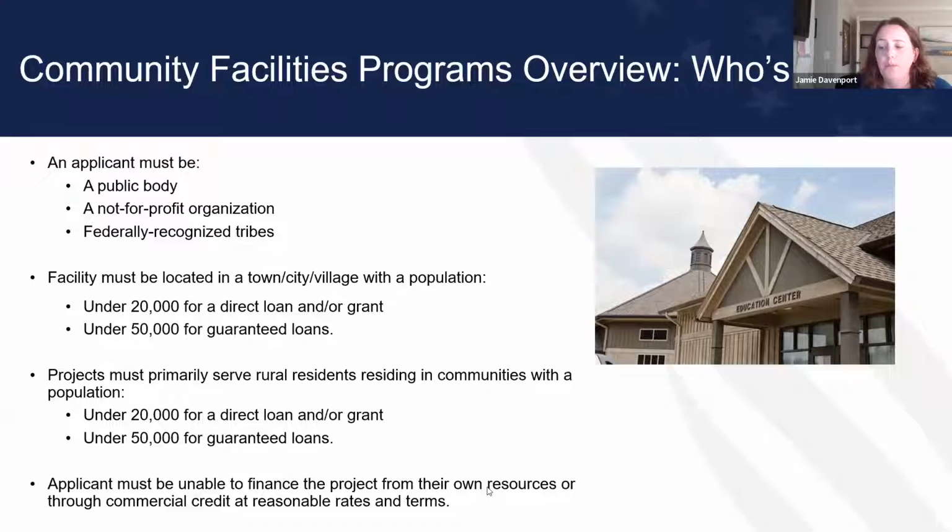Finally, I want to point out that we have a test for other credit requirement. If your institution is able to finance the project through other sources, such as commercial credit on reasonable terms, then we're unable to provide the financing. Essentially, we're not competing with the commercial credit providers. We're here to fill a gap when an institution, an essential community facility, is otherwise unable to obtain funding from those traditional lenders. Then that's when we can step in to fill that gap.